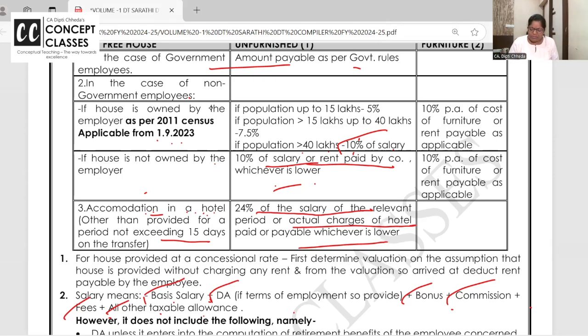Now for population, up to 15 lakhs, 5% of salary. 15 to 40 lakhs, 7.5%. Above 40 lakhs, 10% of the salary. Is this clear to all of you?